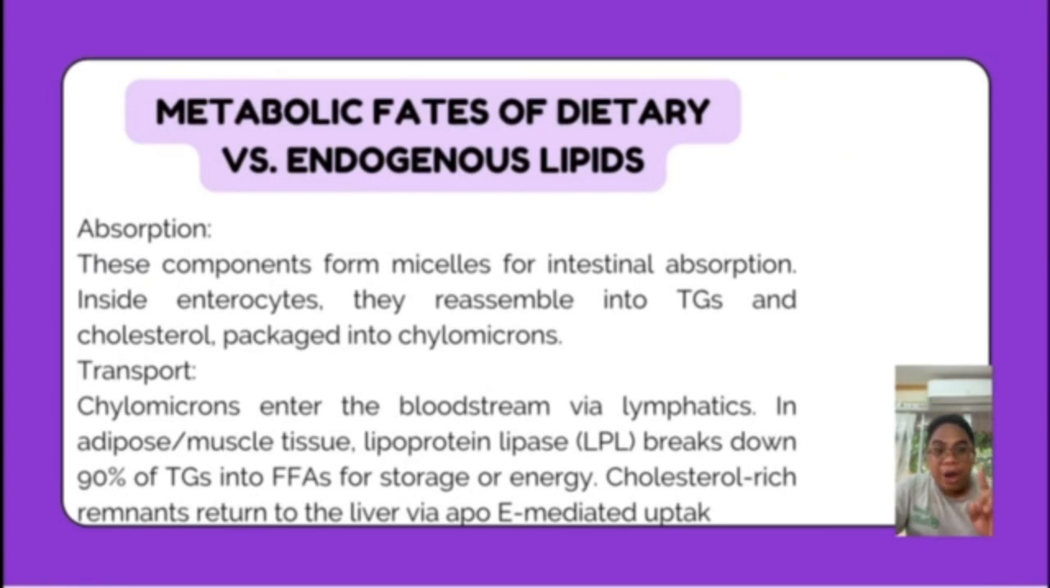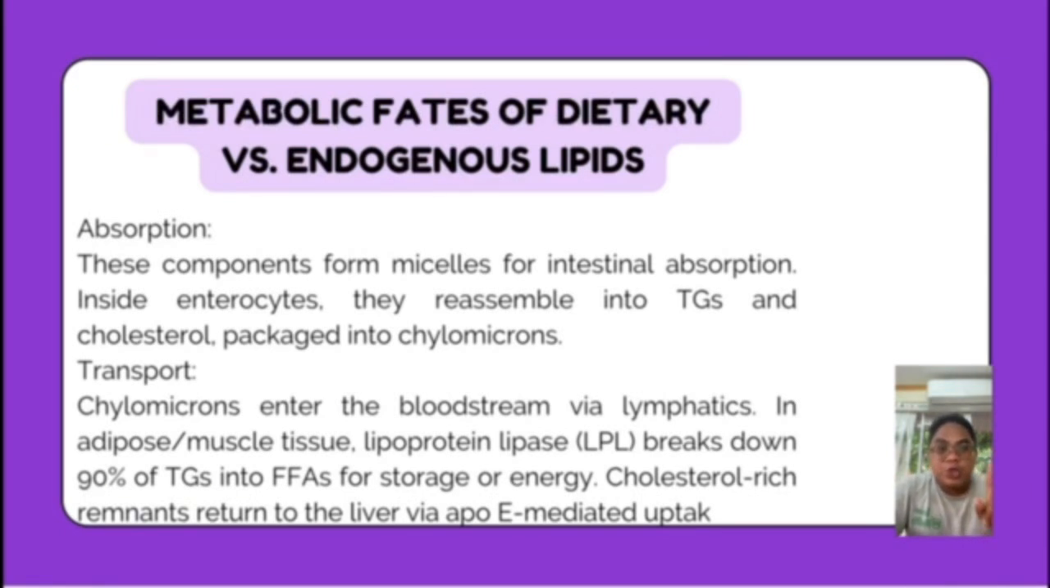So in summary, when we say the exogenous or dietary fat pathway, when you eat fatty foods, your body breaks them down in your gut into tiny pieces like fatty acids and cholesterol. These get wrapped into delivery trucks called chylomicrons. What is the delivery truck? It is called chylomicrons, and they enter your body.